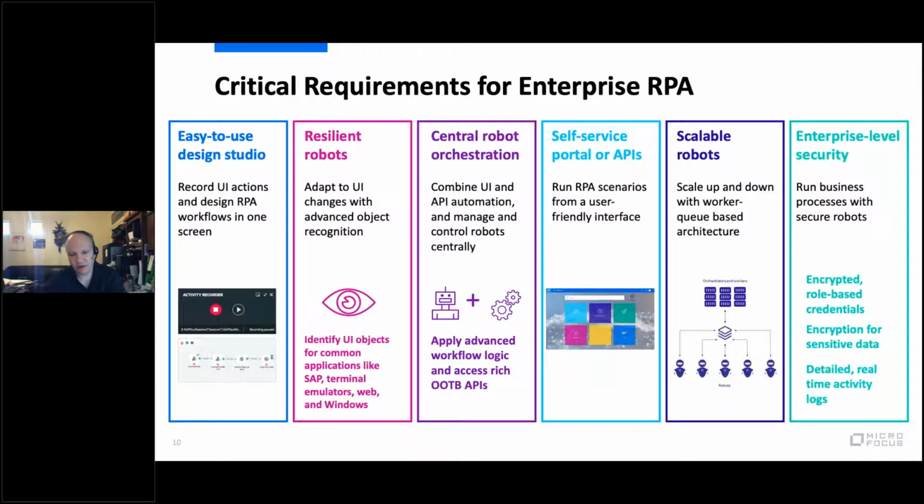It's one thing when you're running an RPA tool on your own desktop, but when you start scaling this out to hundreds, if not thousands of users, it has to be very easy to consume. And I don't want to understate that.